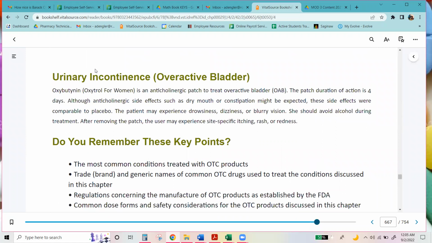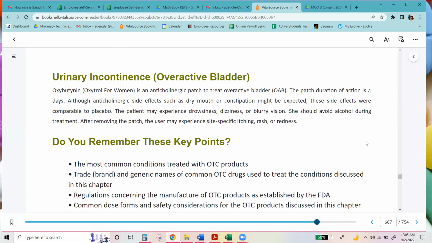And last but not least, we have the urinary incontinence for overactive bladder we talked about in the beginning. We have that patch. The brand name is Oxytrol for women. The generic name is oxybutynin, which we have available as a pill in the pharmacy. It is not over the counter. This is a patch, an anticholinergic patch to treat overactive bladder.